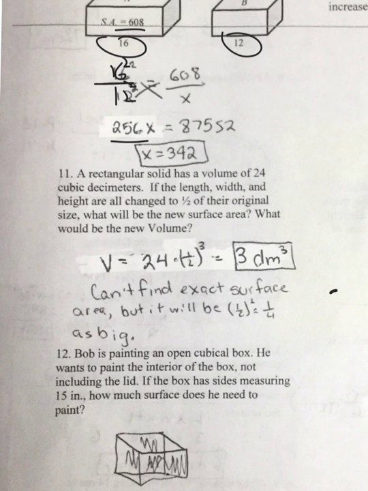So for the surface area part, I even put that you can't find the exact surface area, but it will be 1/4 as big. Because again, for surface area, you square the 1/2 to get 1/4. So whatever the surface area is to begin with, it'll now be 1/4 as big. What you can find is the volume, because we take that 1/2 scale factor and cube it. That gives you 1/8, and 24 times 1/8 is 3.